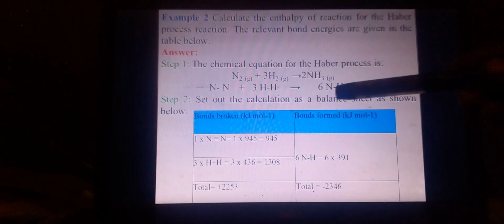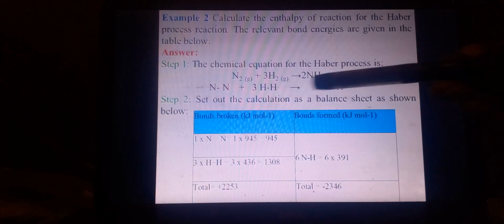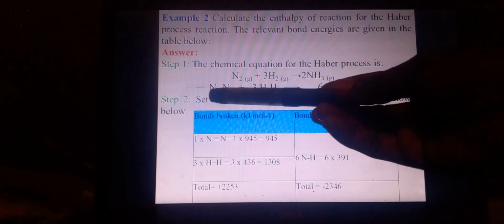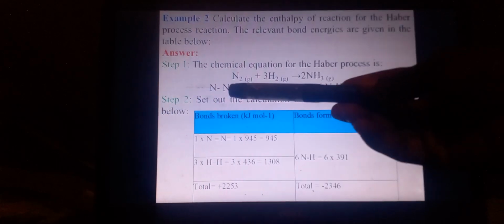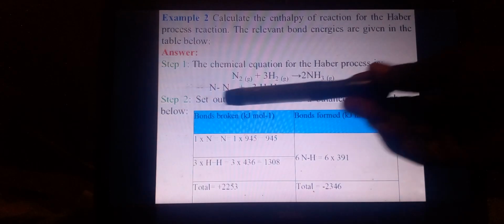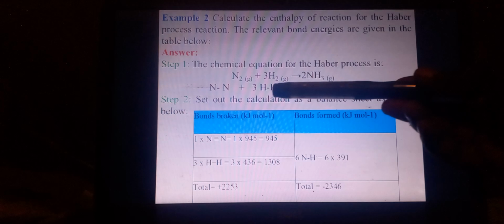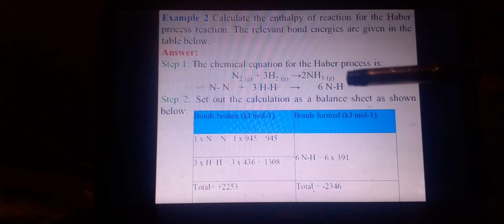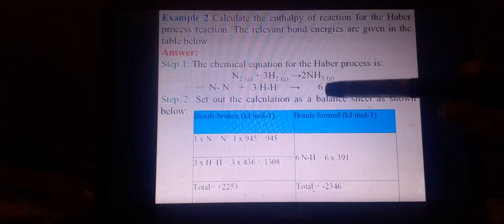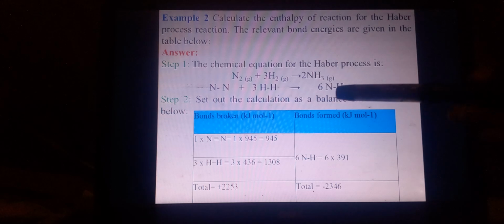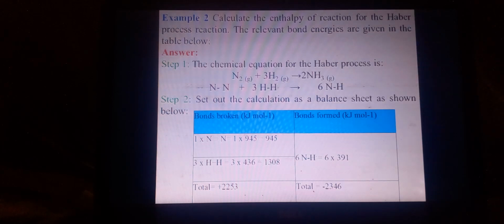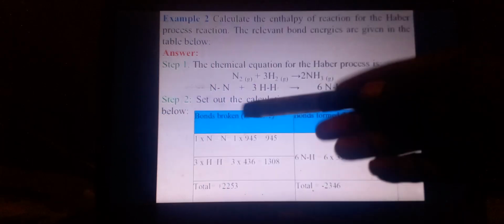When we show the bonds in the reactants and products, under nitrogen gas we have 1 nitrogen triple bond. Then under 3 moles of hydrogen gas we have 3 moles of hydrogen single bonds. Then under ammonia gas we have 6 nitrogen-hydrogen bonds. So now this table is showing the calculations.